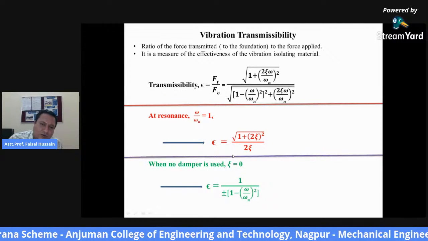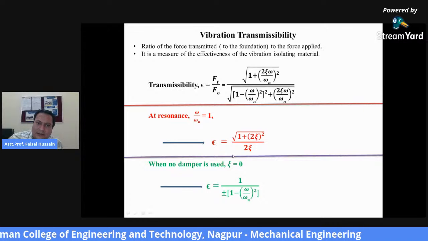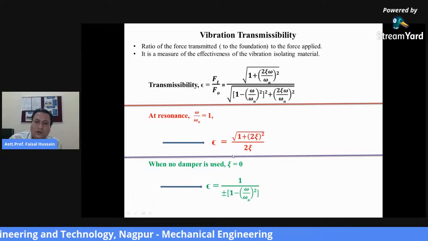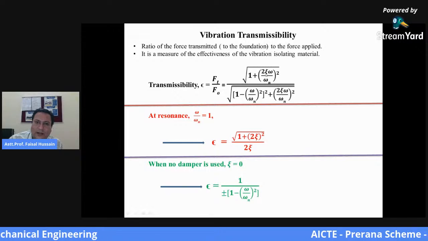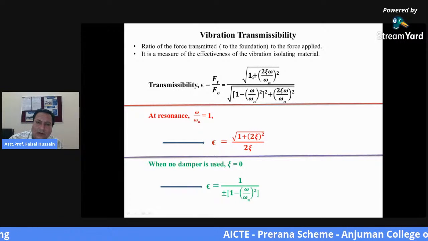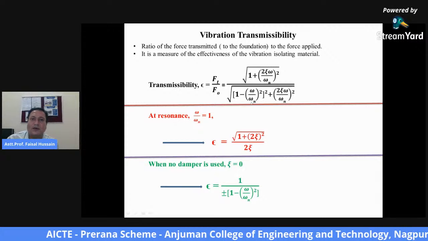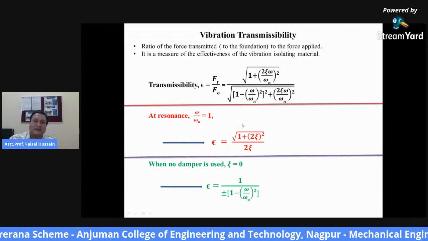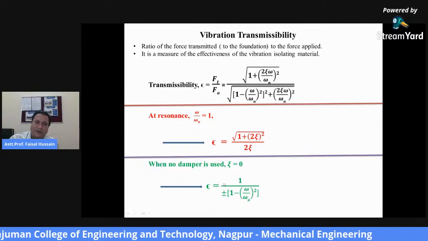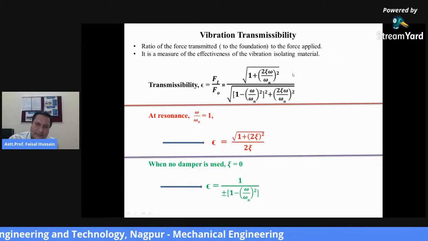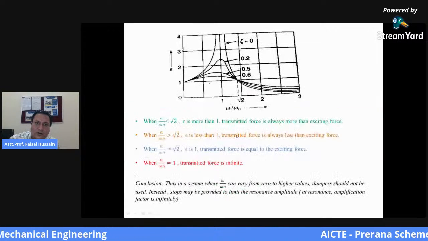And if there is no damper, it means the damping factor is 0. If zeta is 0, on the numerator there will be only 1, and on the denominator there will be 1 minus (omega by omega n) squared. So these are the equations for transmissibility: the basic equation, the equation at resonance condition, and the equation when zeta equals 0.